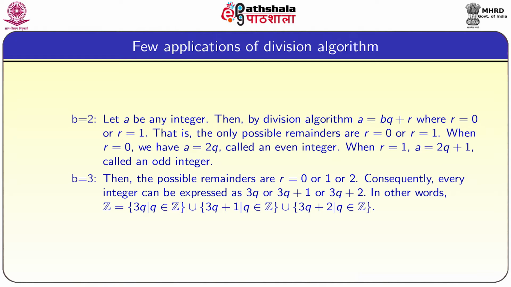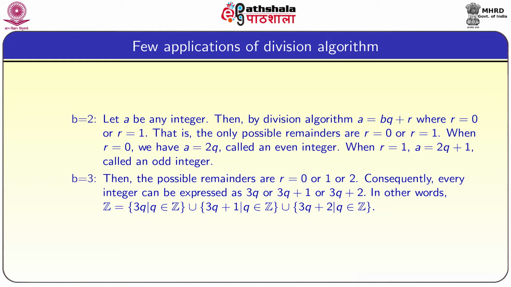In a = bq + r, first let us take b = 2. Let a be any integer, then by division algorithm we have a = bq + r, where r = 0 or r = 1. So, the only possible values for r are 0 or 1. When r = 0, we have a = 2q, called an even integer. When r = 1, we have a = 2q + 1, called an odd integer, which we are familiar with.